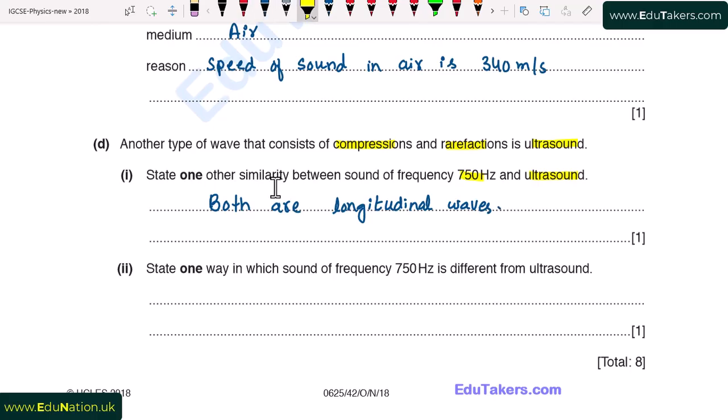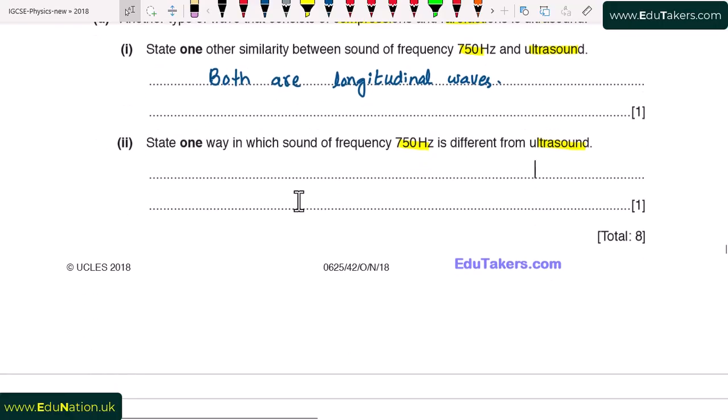Part 2, state one way in which sound of frequency 750 Hz is different from ultrasound. So here we have to describe the difference between sound whose frequency is 750 Hz and ultrasound. First of all, we have to know the frequency of ultrasound. We know that the human ear can respond to frequencies ranging from 20 Hz to 20,000 Hz. And any frequency that is above 20,000 Hz is ultrasound.